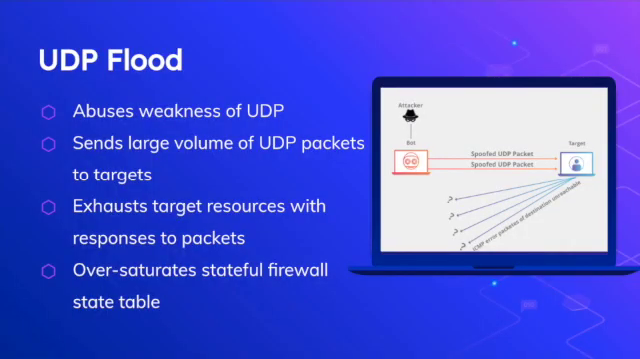UDP flood attacks capitalize on weaknesses in the connectional structure of UDP. Generally, when a UDP packet is sent to a destination, the server first verifies that the target port is open and has programs running that can receive the packet. If this is not the case, the server sends back an ICMP packet to show the destination was unreachable.